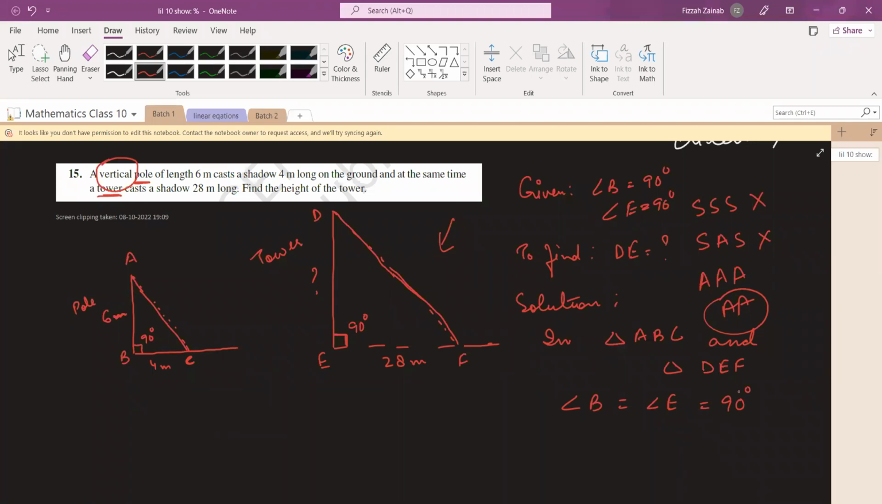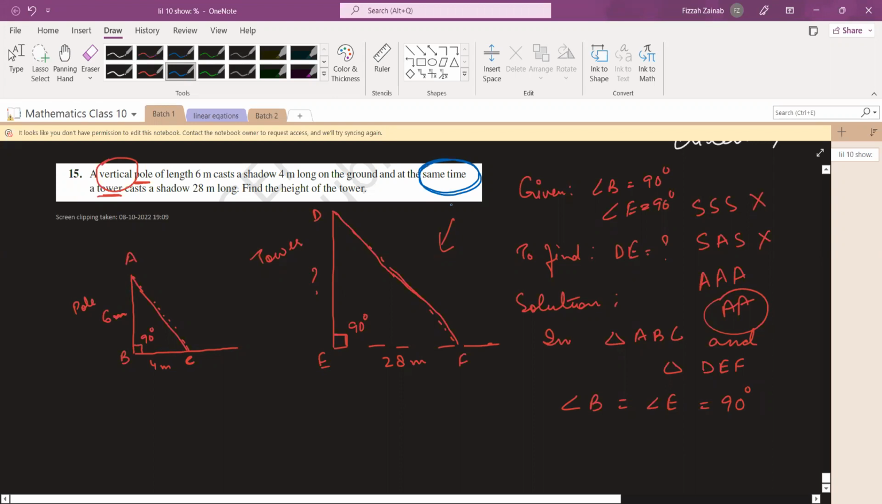So only two angles are remaining, angle A or angle C. Do you think something is equal here? Now pay attention. Look here in the question, at the same time. This is an important thing. At the same time means the position of the sun is the same for both, isn't it?